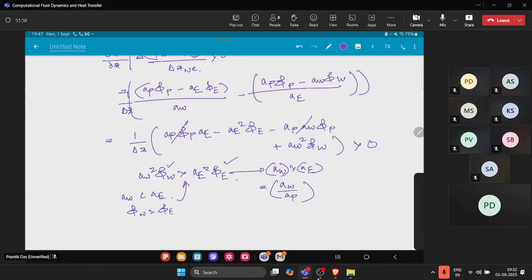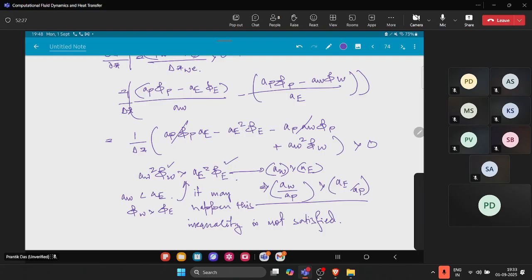Okay, it may happen that this inequality is not satisfied. Okay, so that's why AW by AP should be greater than AE by AP if the flow is happening from left to right. Is it clear to you? Yes, sir. Okay. So these are kind of simple things that you should keep in mind.